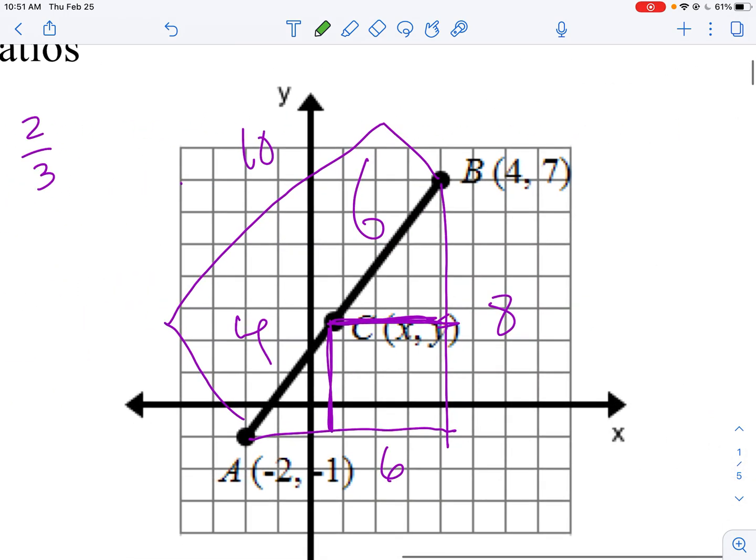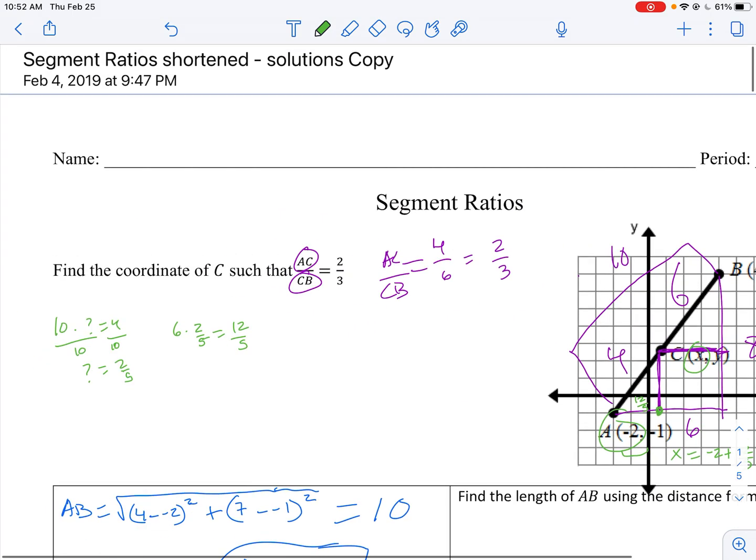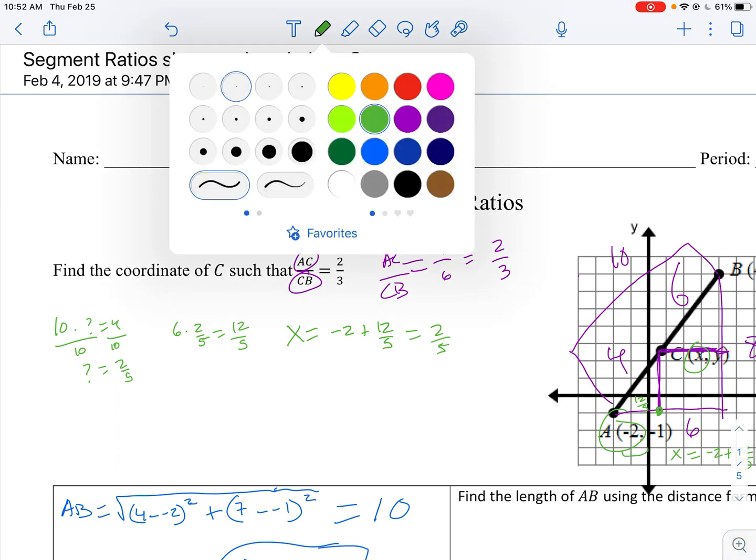And so I'm going to take this number, add 12/5 to get this point, which has the same x value as that one. So this x value is going to equal -2 plus 12/5, which is going to equal 2/5, conveniently enough. And so the x value is going to equal, I'm going to write it out, -2 plus 12/5, which comes out to be 2/5. Awesome, we got that.